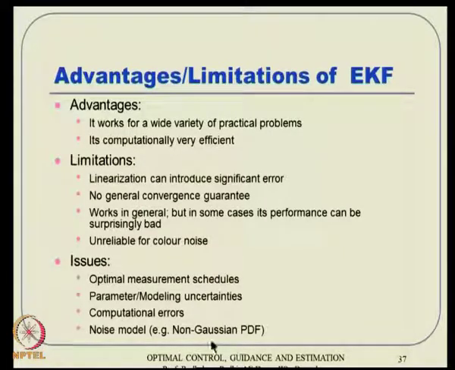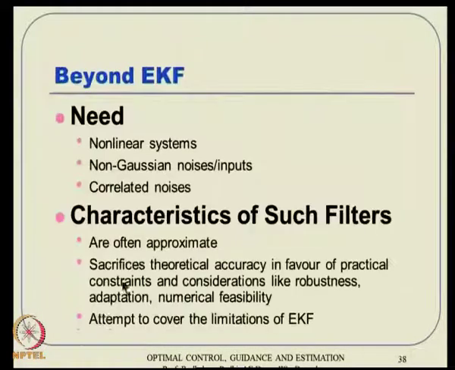Then parameter or modeling uncertainty: if you are relying on some sort of a model to predict the behavior, but the model itself is wrong, then what do you do? Then there are issues of computational errors, then there are issues of the noise model. In other words, if the noise model turns out to be a non-Gaussian PDF, then what do you do? So, these are some of the issues because of which there is a need for going beyond EKF.